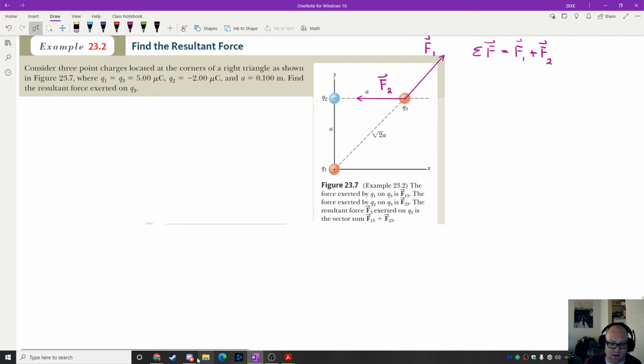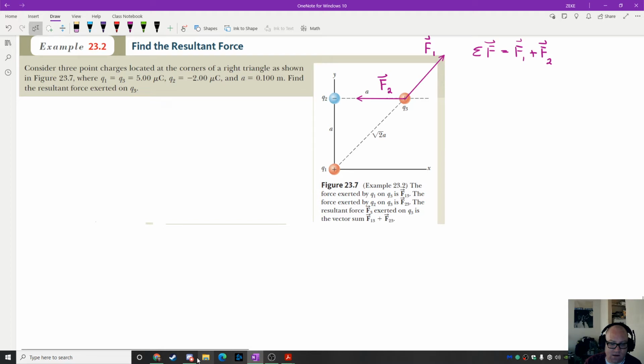That's exactly right. So what we're going to want to do is find the value of F1 and the value of F2. We will then break them up into components. F2 is already pointing along the x direction. We don't need to break it up. We just need to break up F1. Okay, let's go step by step through this. Let's start over here.